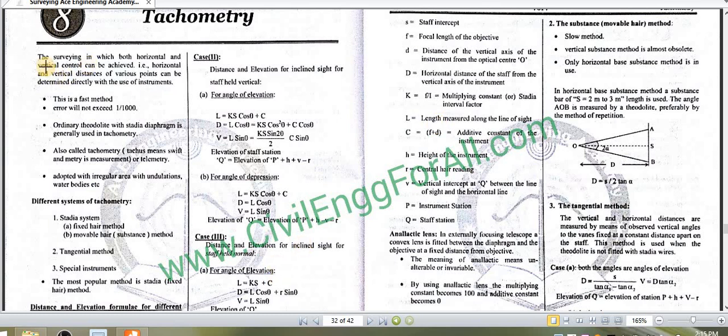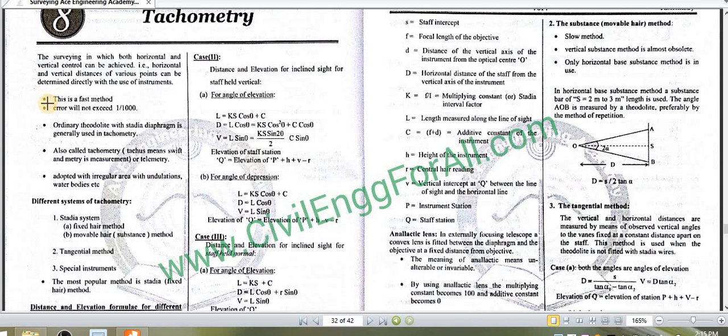The surveying in which both horizontal and vertical control can be achieved, that is, the horizontal and vertical distances of various points can be determined directly with the use of the instrument. Basically, in this type of surveying we can achieve the horizontal distance and we can also achieve the vertical distance. This method is very suitable in places which we cannot reach or which are inaccessible. So at those places tachometric surveying can be of great advantage.